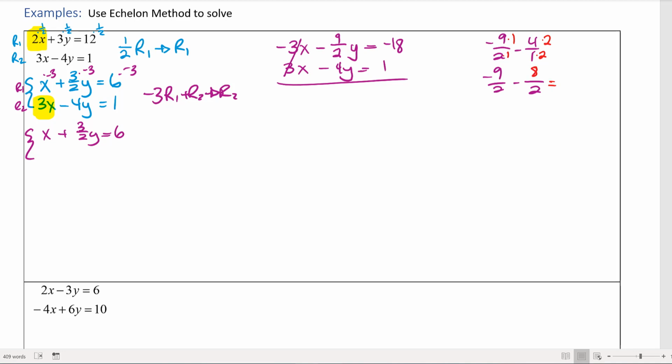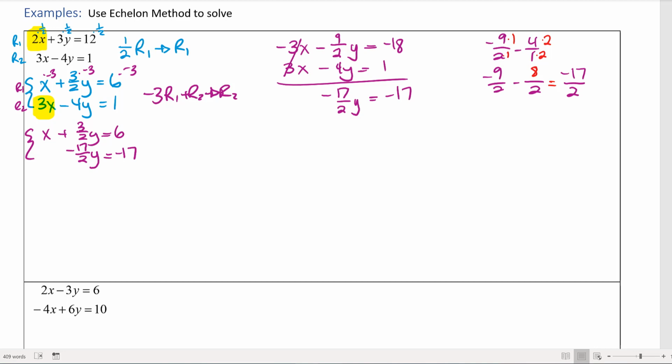So now the denominators are the same too, and I can add or subtract the numerators, which is -17 over 2 y. -18 plus 1, that's just -17. So that replaces the second equation.